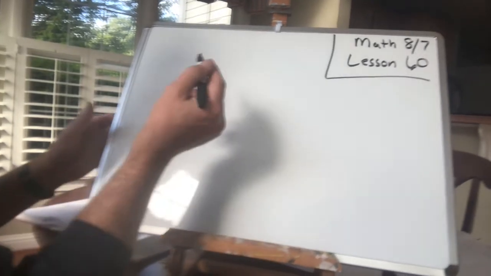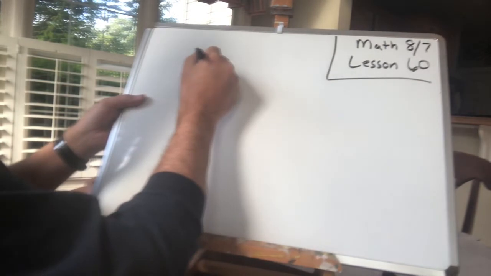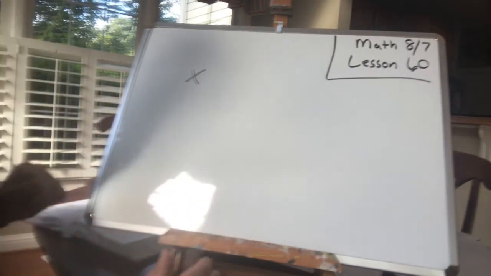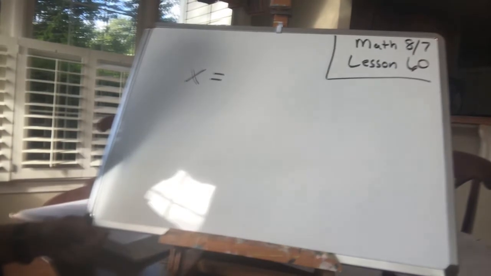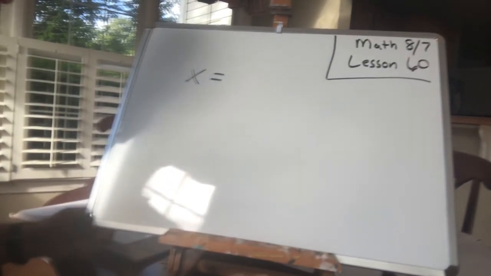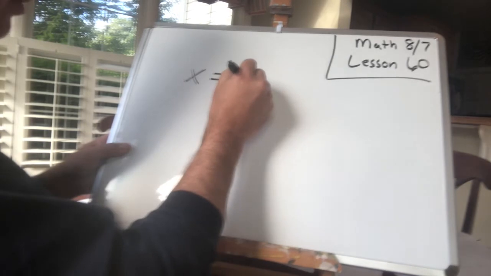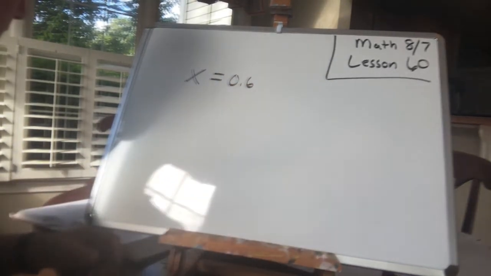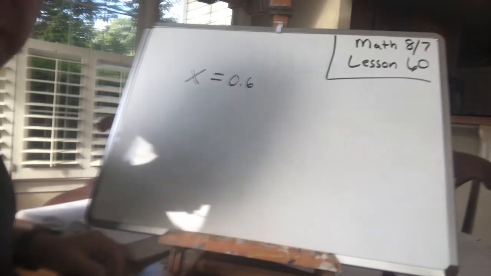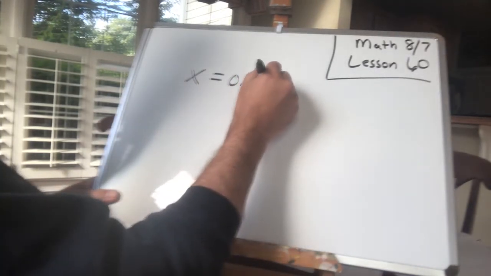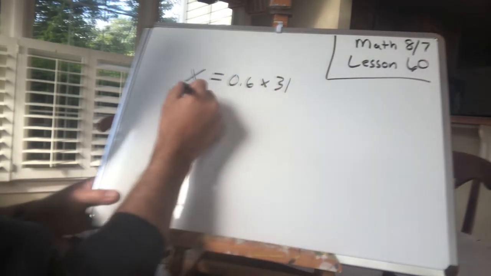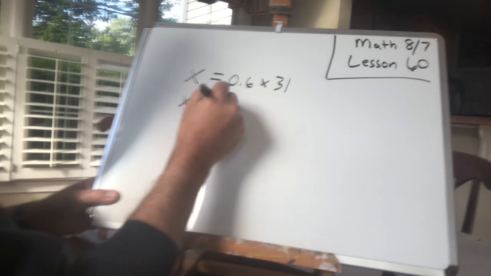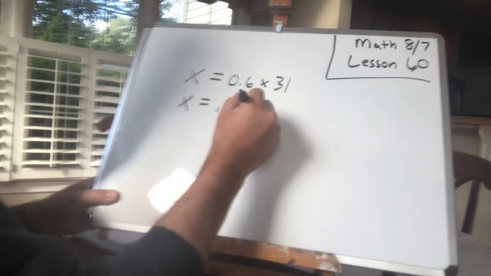What number means I don't know, so we're going to mark it as X. What number is: the word is means equals. 0.6 of: the word of means multiply. 31. Okay, so it's saying what number is 0.6 times 31.